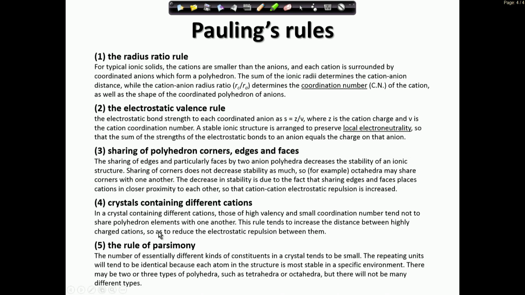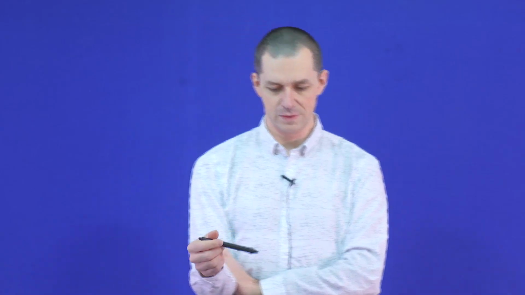Then, if you have a structure with different cations, some of them highly charged, some of them less highly charged, then there is a tendency for the highly charged cations to be separated as much as possible in the structure. So you will not have two, again, I may use the SO4 as an example, you rarely have two SO4 tetrahedra very close to each other. They tend to be spread in the structure as much as possible, separated by other less charged cations. Because these highly charged cations tend to minimize the electrostatic repulsion between them.